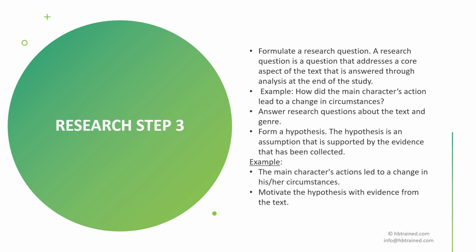Research step 3. Formulate a research question. A research question is a question that addresses a core aspect of the text that is answered through analysis at the end of the study. Example: how did the main character's action lead to a change in circumstances? Answer research questions about the text and genre.